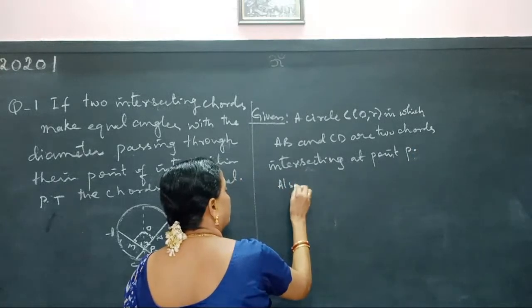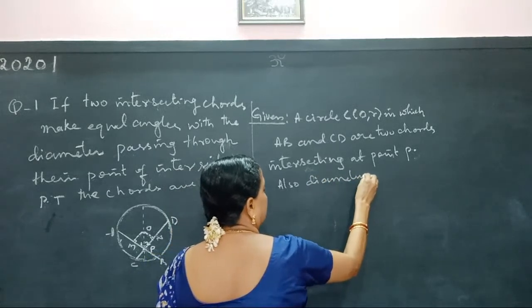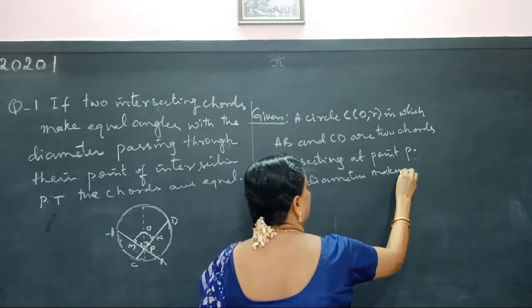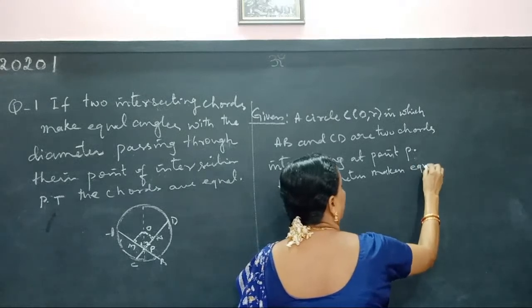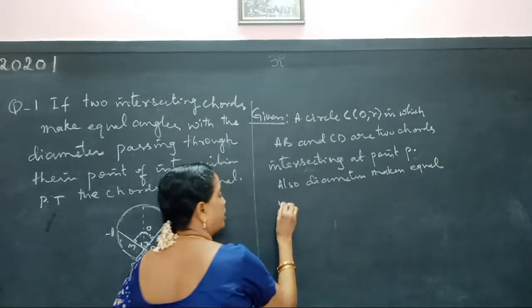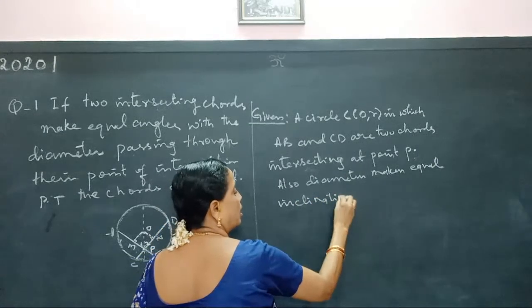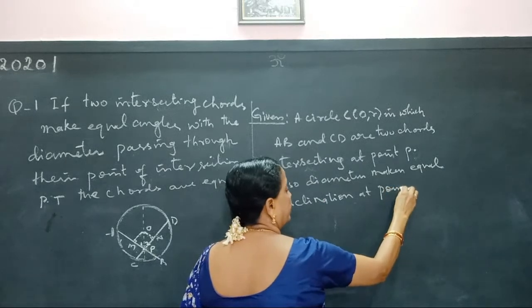Also, the diameter makes equal inclination at the point of intersection.